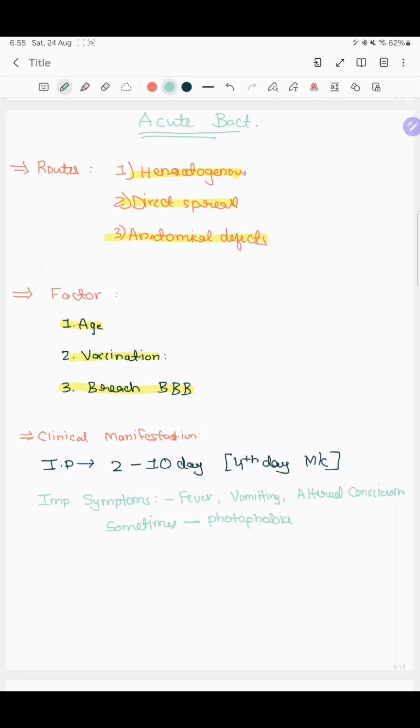If a patient comes to a clinic, how will you say that the patient has meningitis? To know whether the patient has meningitis or not, you should know three signs. Three signs caused in meningitis, which you should remember.